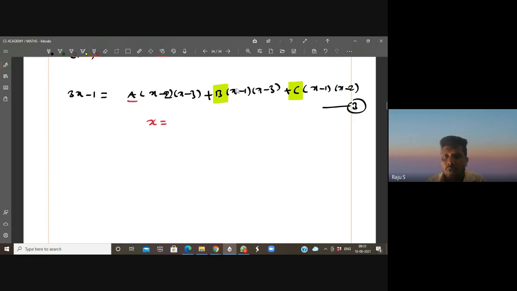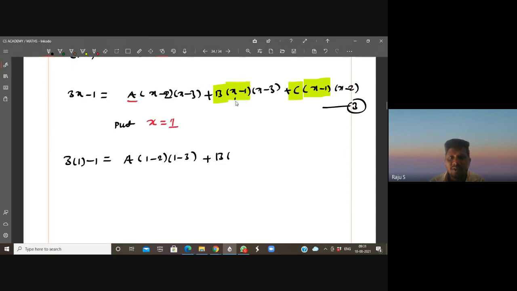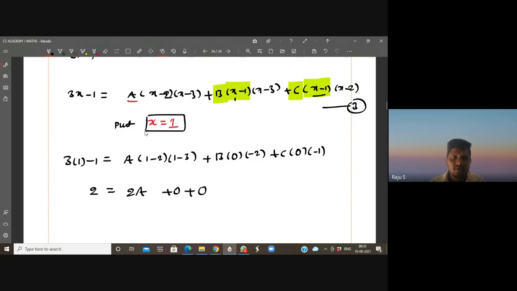So here, what is the common factor for the second term and third term? x minus 1 is there. When I take x equal to 1, what about the second term and third term? Put x equal to 1 in equation 3, both sides. So 3 into 1 minus 1 is equal to a into (1 minus 2)(1 minus 3), plus b into (1 minus 1), that is 0, plus c into (1 minus 1), that is 0. The left side is 2, the right side is a into (minus 1)(minus 2), which is 2a, and the remaining values are 0. I make b and c 0 by substituting suitable values of x, which implies a is equal to 1. Okay, this is called method 2.